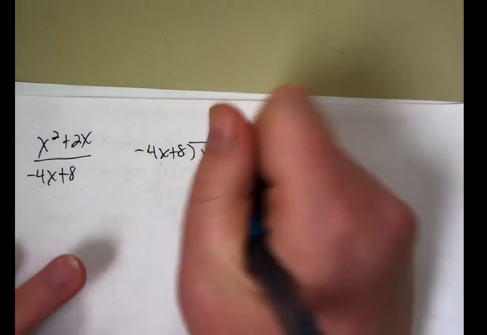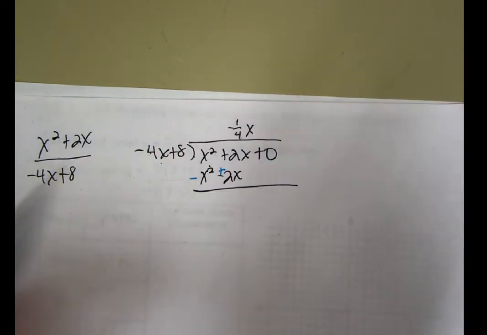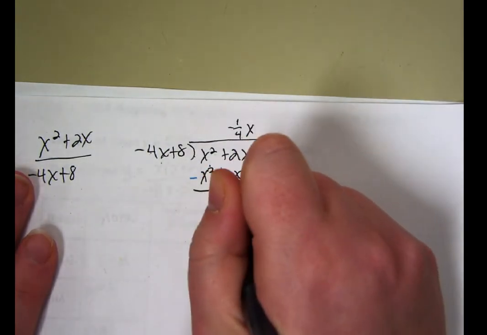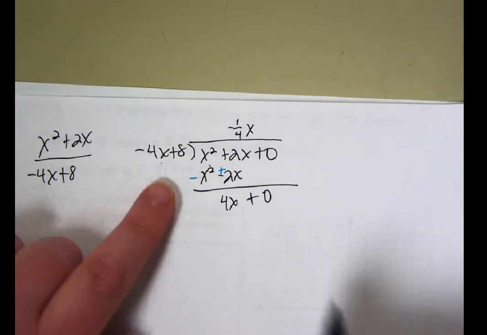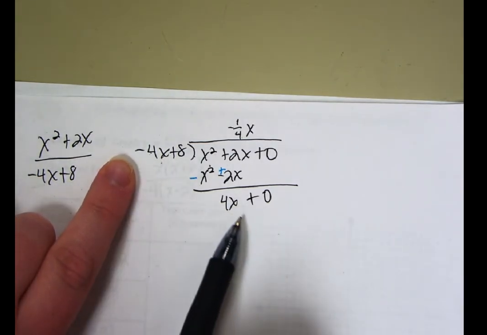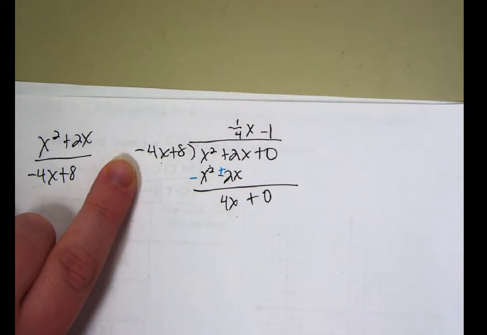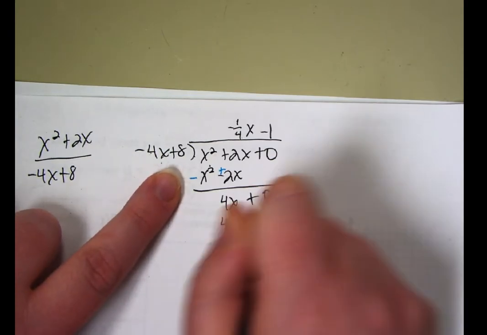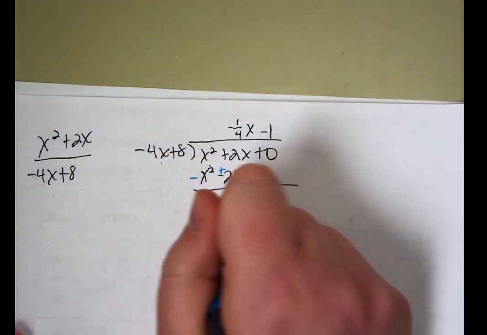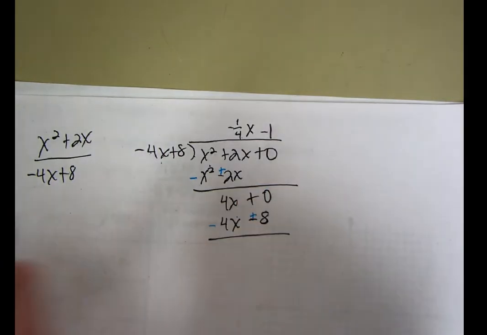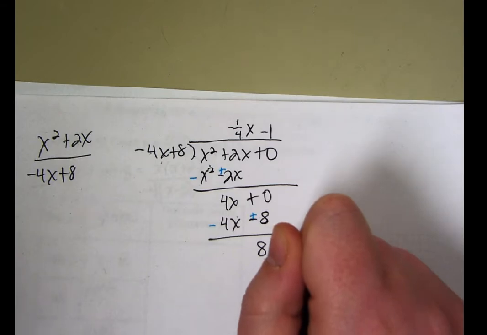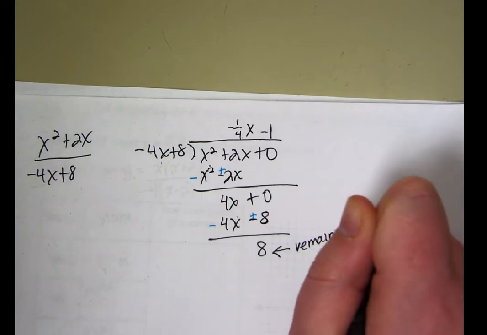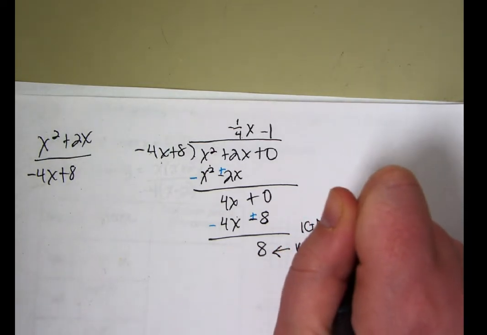At this point, we subtract, or really distribute that negative and add. So the x squareds cancel. 2x plus 2x is 4x plus 0. Then we say -4x times what gets us 4x? -1. So we get 4x minus 8. Change those signs, and so we get 8 as our remainder. Any remainder, what you do is ignore it.